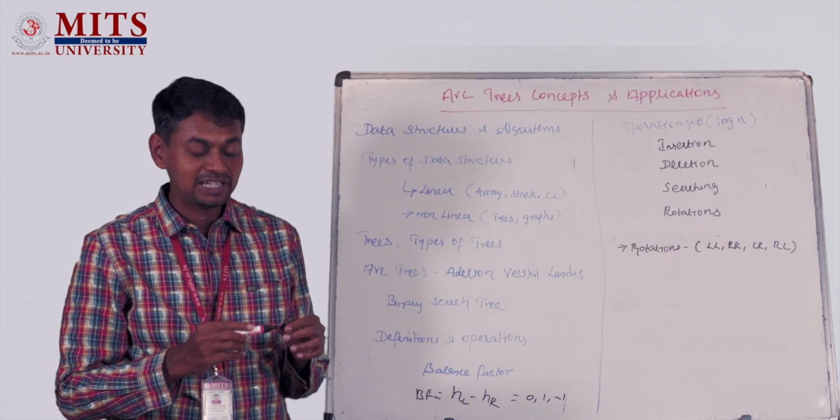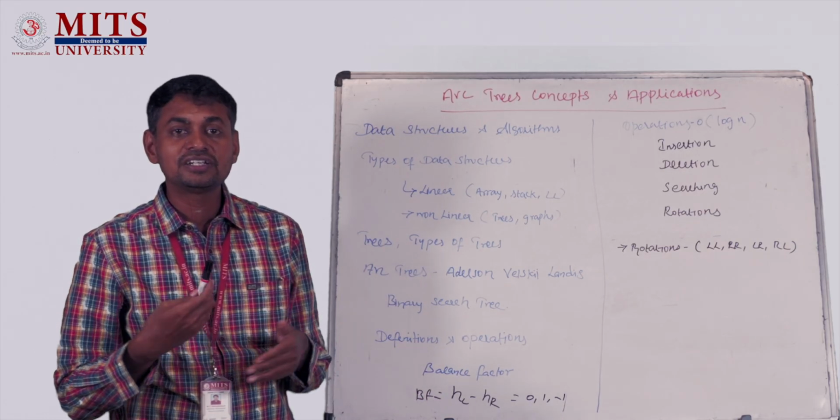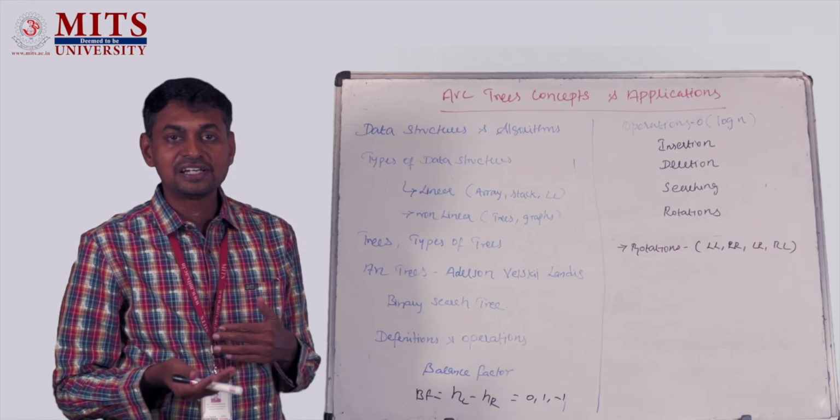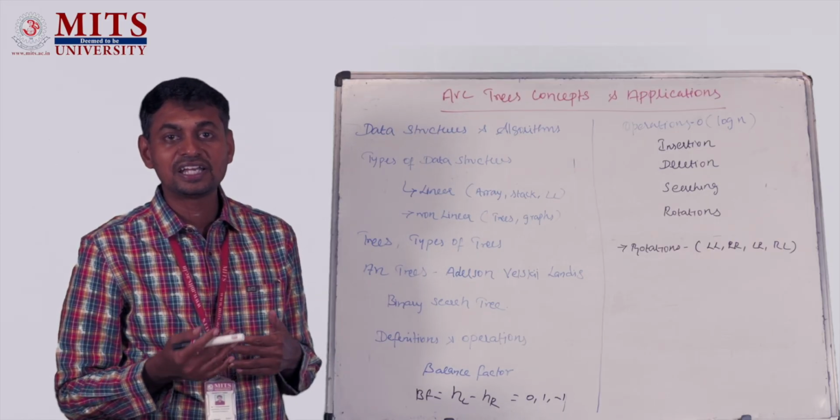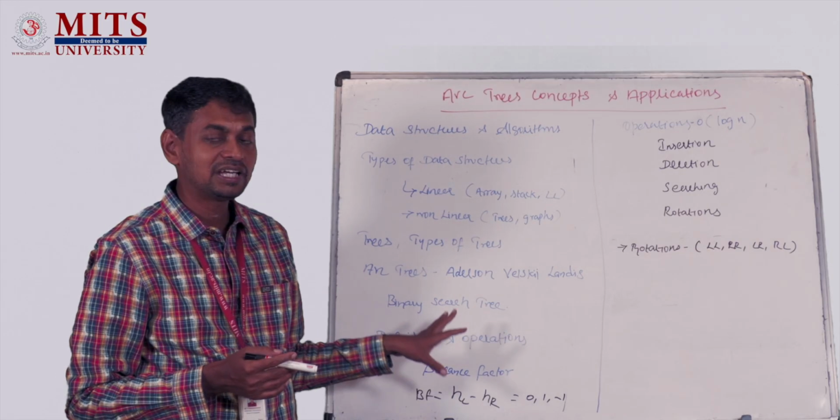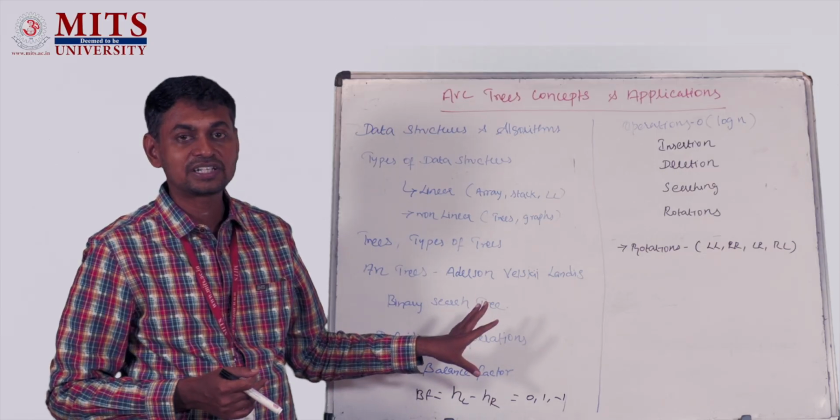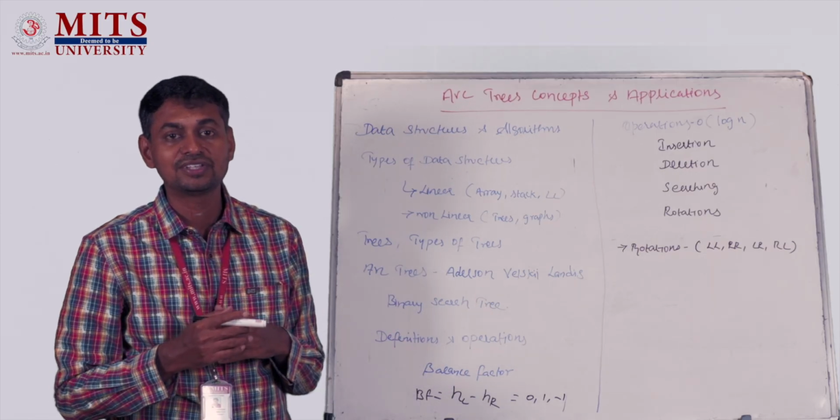If we are not getting these values, and instead get values like 2 or -2, 3 or -3, or any other value beyond that, then there is no balance factor available. We have to perform some rotations.